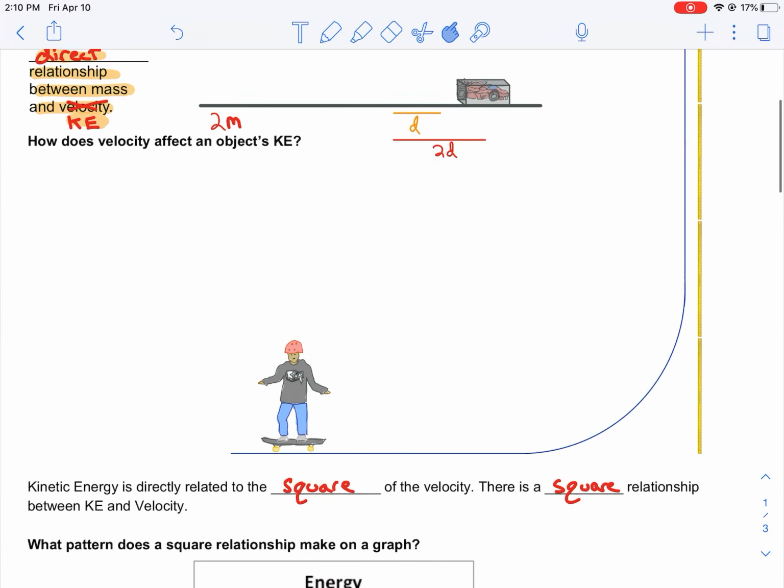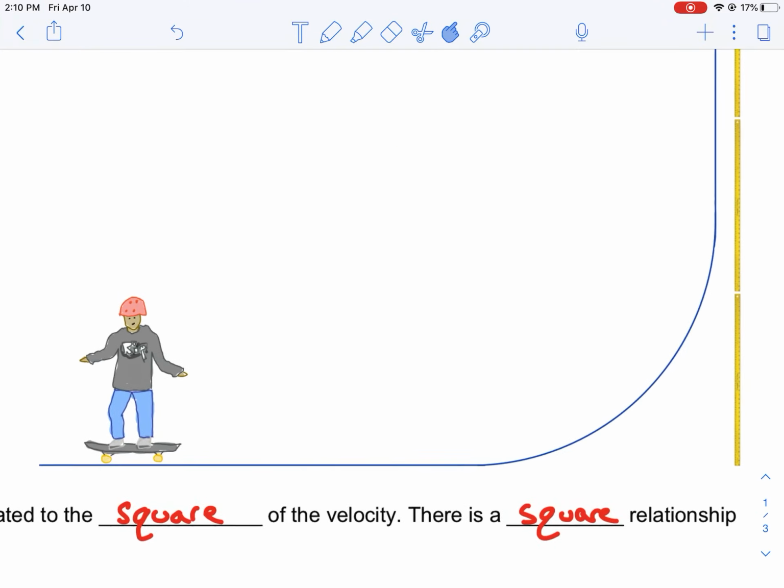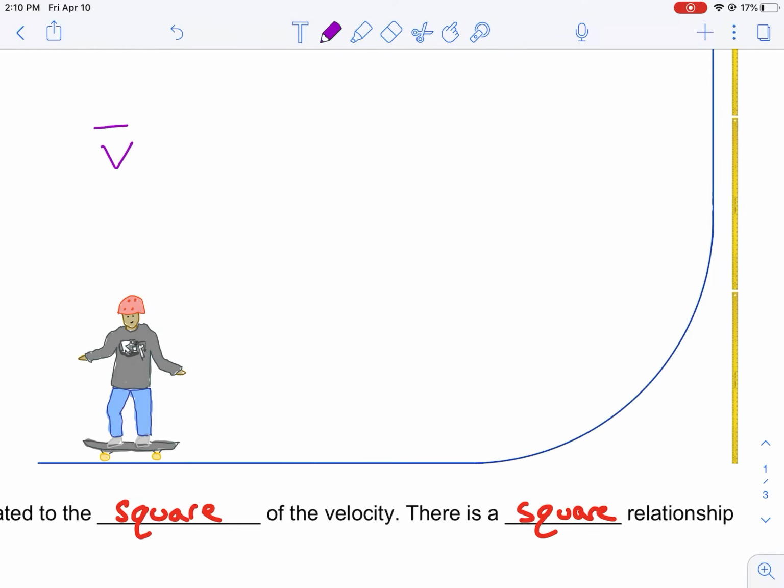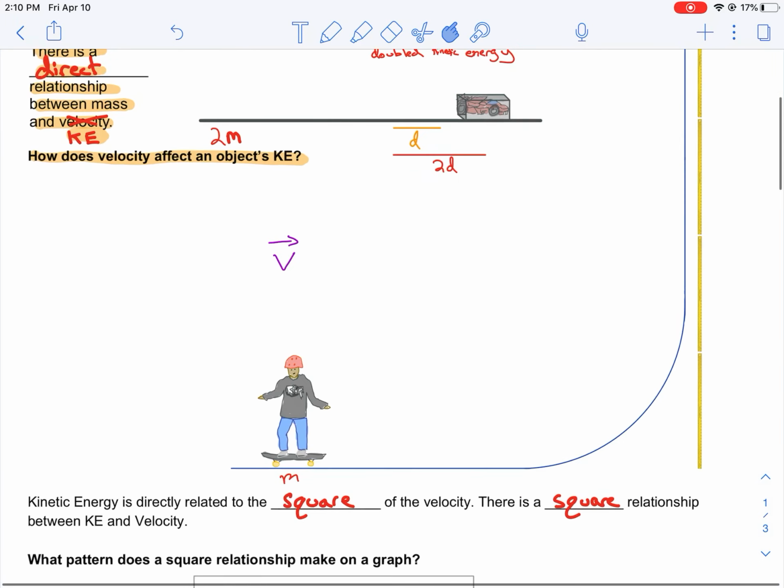So how does velocity affect an object's kinetic energy? We've seen how mass affects an object's kinetic energy. How does velocity affect an object's kinetic energy? We have this perfectly drawn skateboarder down here. Let's give him some velocity to the right. He's got a certain mass, and in this case, we won't change his mass, but we will change his velocity.